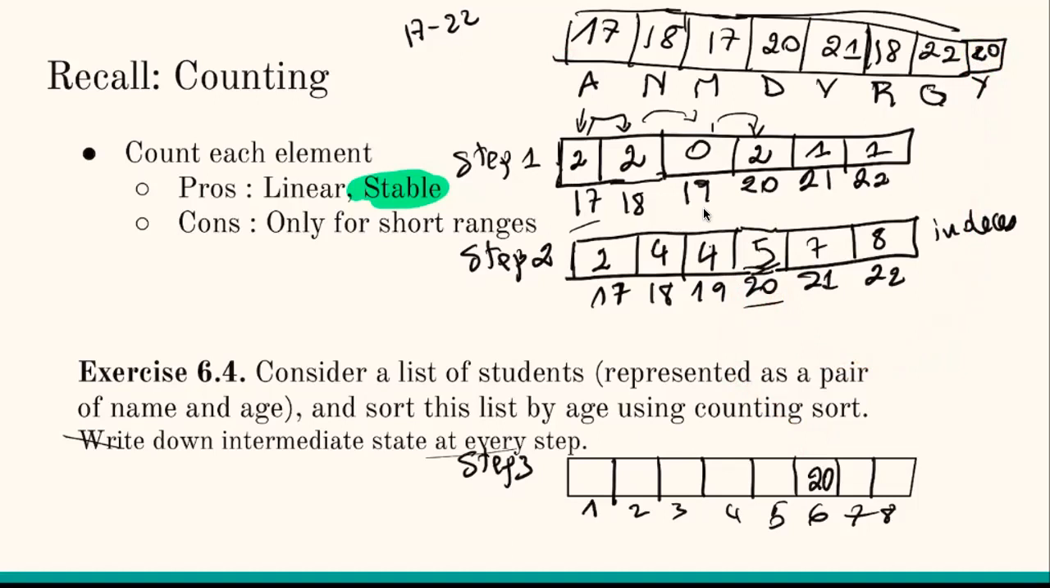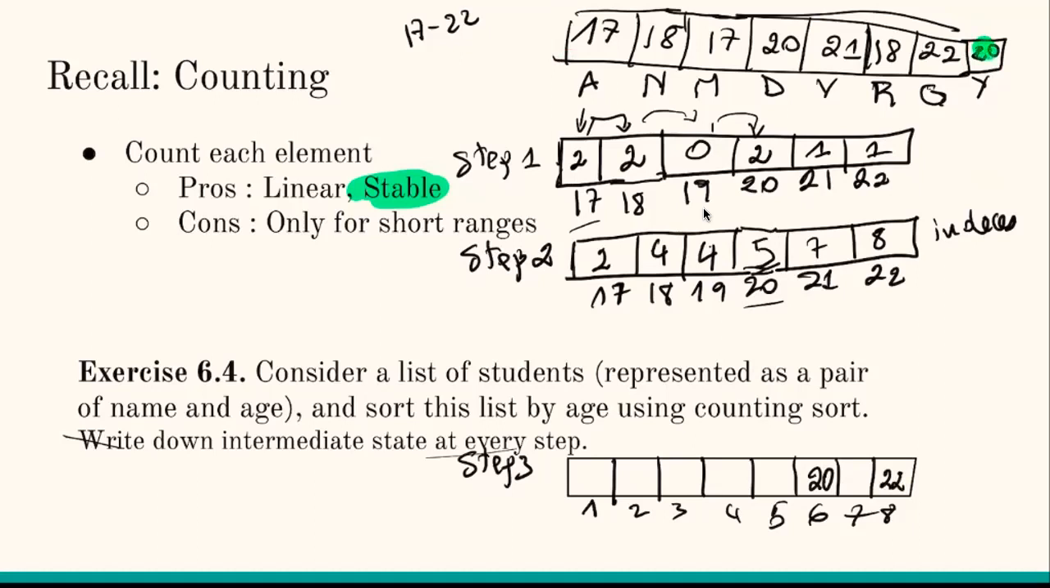Next, I pick up the next value, which is what? 22. I read the index 22. It tells me that it is 8. And then I need to copy this to index 8. Okay? So I copy 22 here.